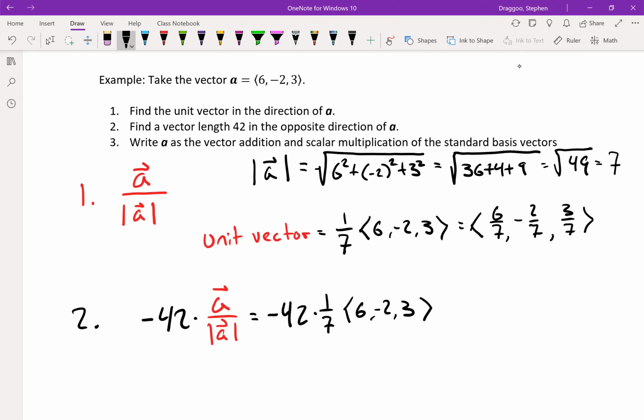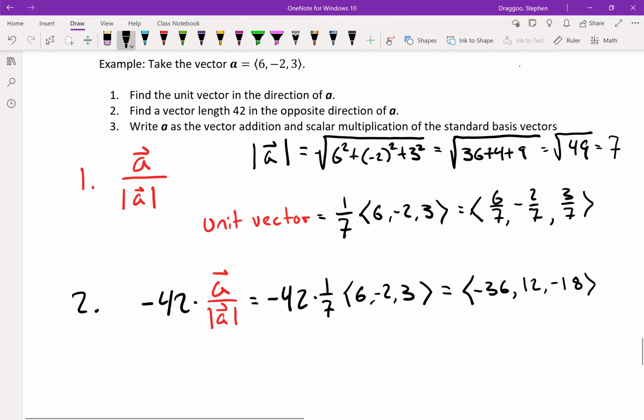Notice I'm using the first orientation just because the math will work out a little bit simpler. 42 over 7 is 6. So we should get the vector negative 36, positive 12, and negative 18. So there we have a vector that has a length of 42 and points in the opposite direction of A.